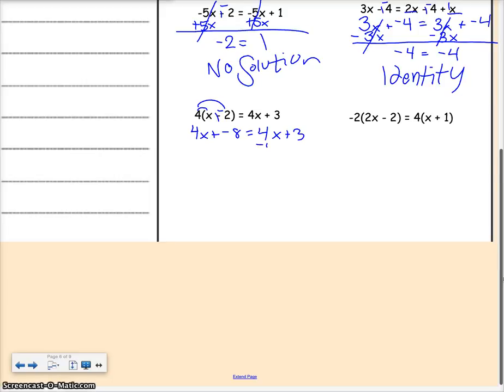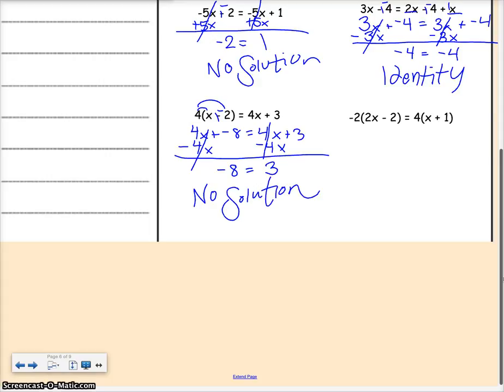But if you can't visualize that, you solve as normal. 4x minus 4x is nothing. And then you get -8. 4x minus 4x, nothing. -8 equals 3. It's special because my variable disappeared. And it's false. So I say no solution. Okay.